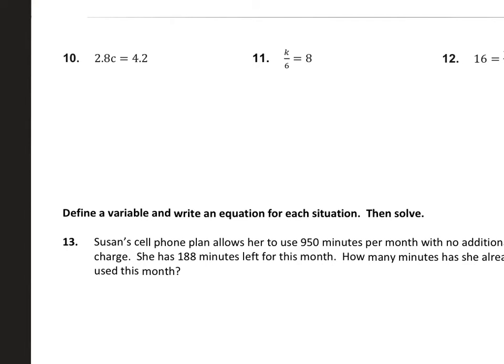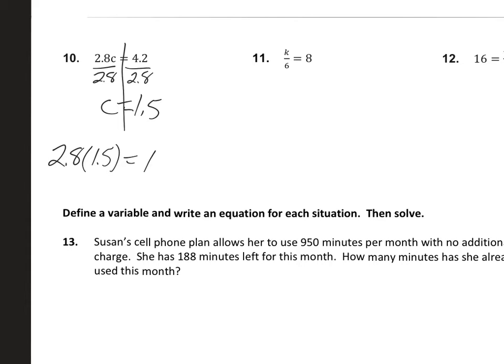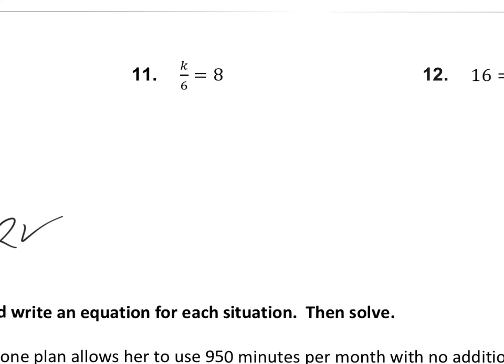Okay, we have 2.8c equals 4.2, so I'm going to divide again. So by 2.8. So c equals 1.5. Double checking, 2.8 times 1.5 equals 4.2. Perfect.